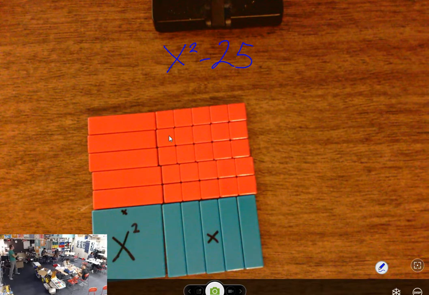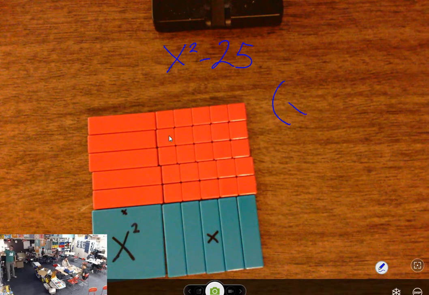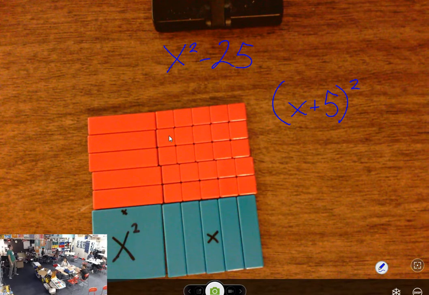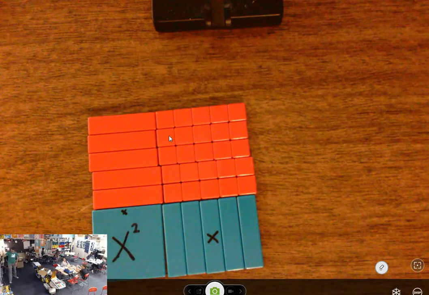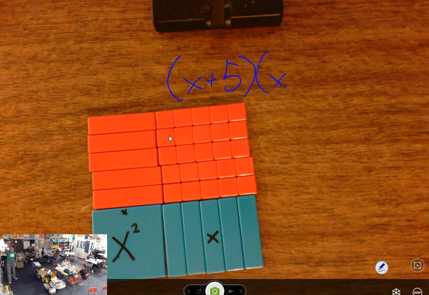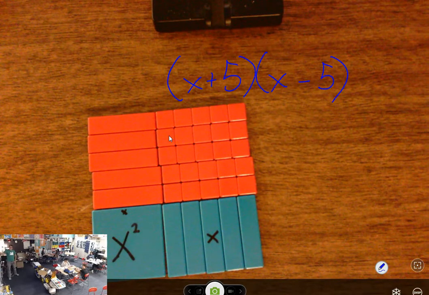Because unlike if all of this was positive, to make a nice positive square all filled in, we could then say, okay, it's x plus 5 squared. But we can't, right? Because my dimensions aren't the same. So here, what we have is x plus 5 for one of our dimensions, and x minus 5 for the other.